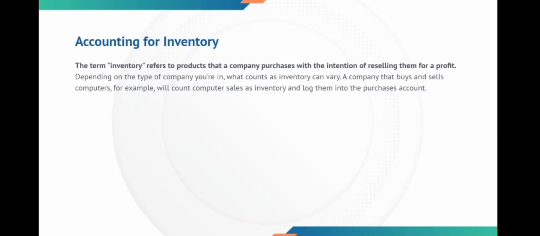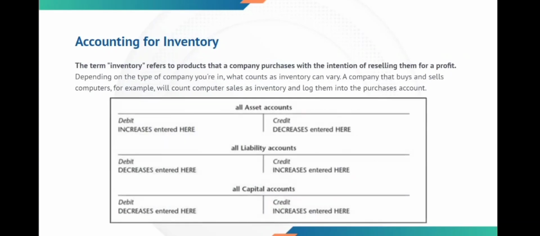Accounting for inventory. The term inventory refers to products that a company purchases with the intention of reselling them for a profit. Depending on the type of company you're in, what counts as inventory can vary. A company that buys and sells computers, for example, will count computer sales as inventory and log them into the purchaser's account.